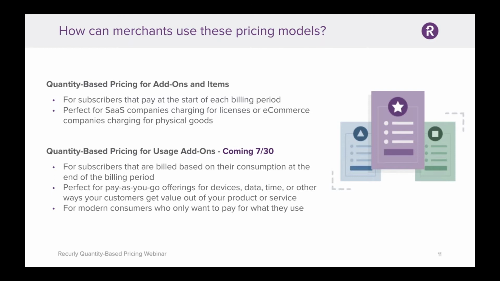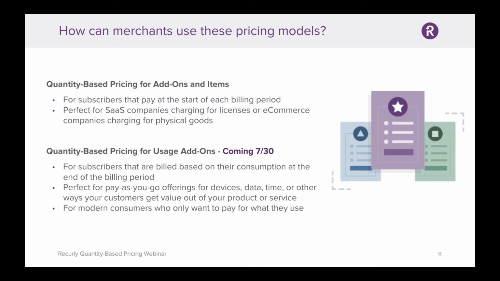They're both for subscribers that are paying at the start of the billing period. There's a known product, there's a known quantity involved, and you can make a charge for it. This is great for software as a service companies that are charging for licenses, and also really ideal for e-commerce companies charging for physical goods. So these pricing models, tiered, volume, and stairstep, can be used on products that are sold in advance. They can also, coming up in 2 short days, be used for products that are sold in arrears.